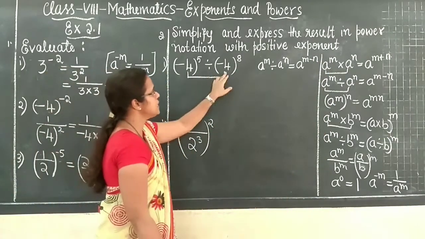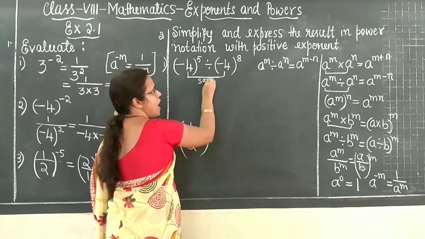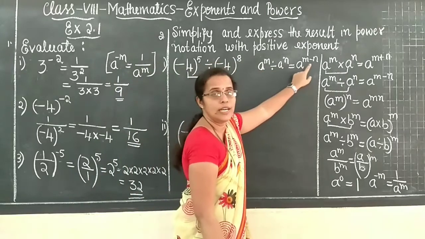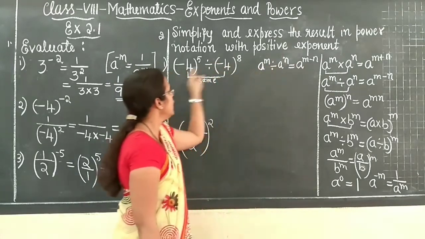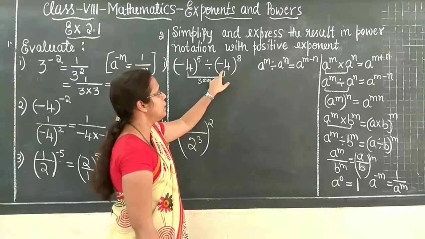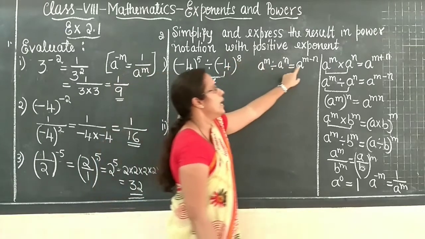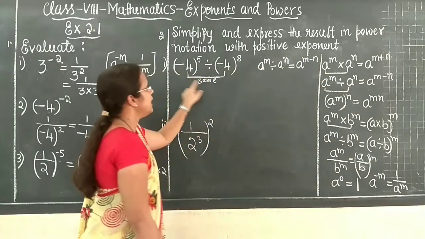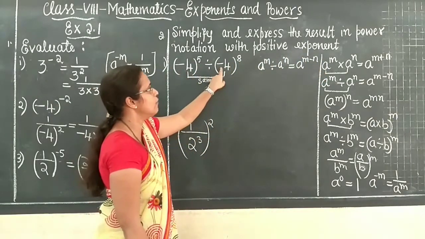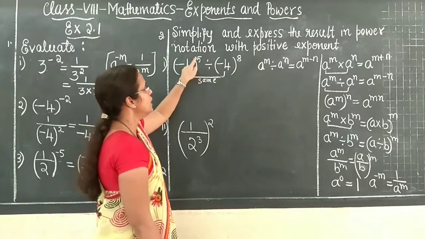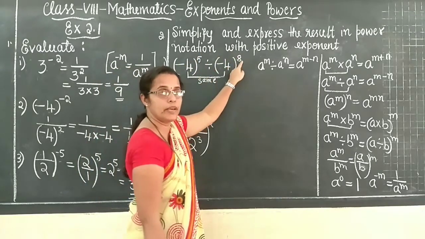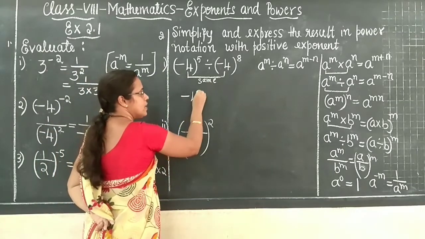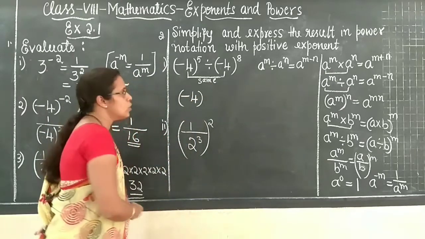When the bases are same, powers different means powers you have to subtract. So say everybody: a to the power m by a to the power n is equal to a to the power m minus n. Who is a here? The base is minus 4, powers 5 and 8. So write the base as it is.